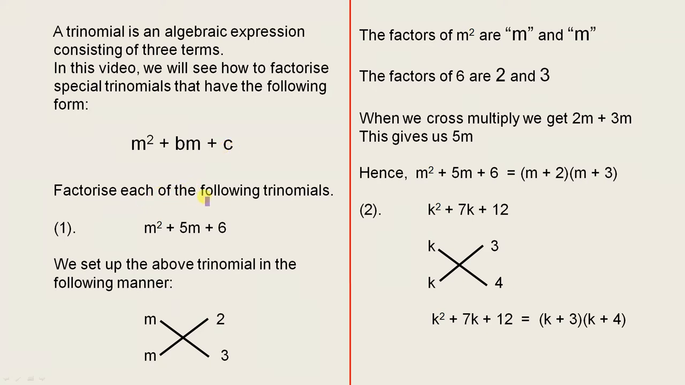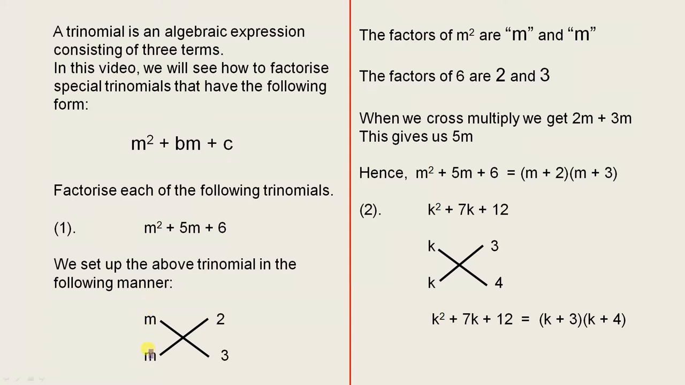We're going to factorise each of the following trinomials: m squared plus 5m plus 6. So m is a variable, and the 5 and the 6 are fixed numbers. They're constants. So we set up the above trinomial in the following manner. We draw a cross like that, and we look at the first term, which is m squared. What are the two terms that multiply together to give you m squared? m and m. That's the only choice.